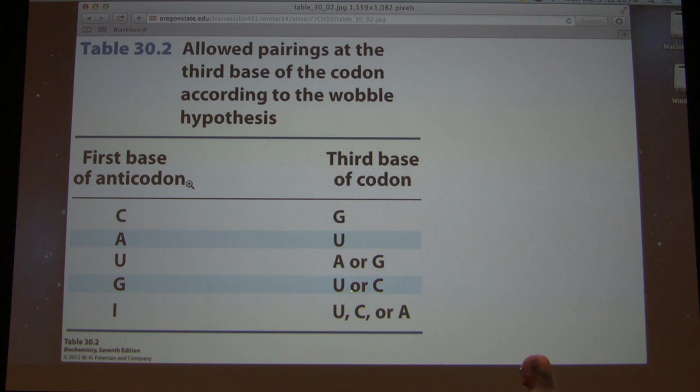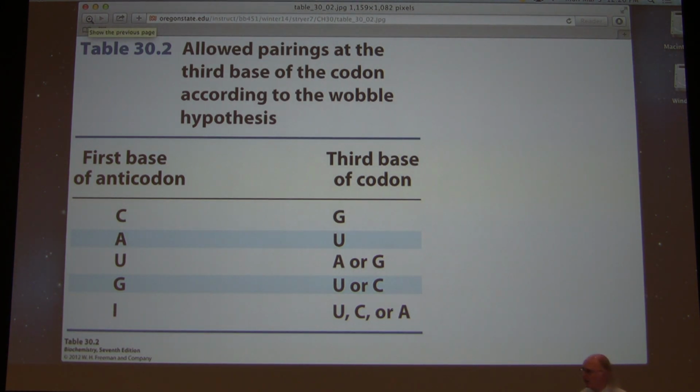This also reminds us of something I told you earlier, that is that G can pair with either U or C, which means that U can pair with either A or G. So that also allows some efficiency in terms of making the number of tRNAs that are necessary for a cell to have. Okay. Questions about that?